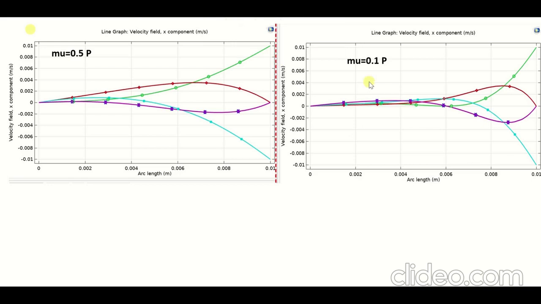Here is the comparison. The right side is for 0.1 poise, and the left side is for 0.5 poise. Due to the higher viscous forces, the velocity profile looks like this. A small velocity gradient exists in this case. However, for 0.1, a large velocity gradient exists, and the reason is the viscous forces.